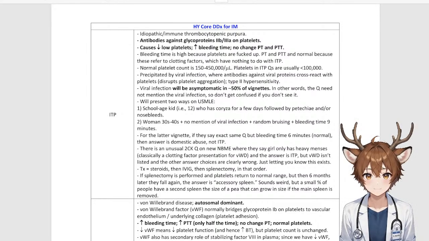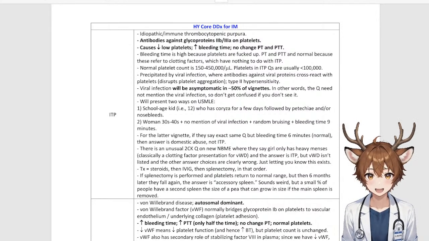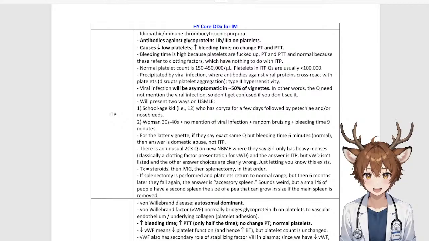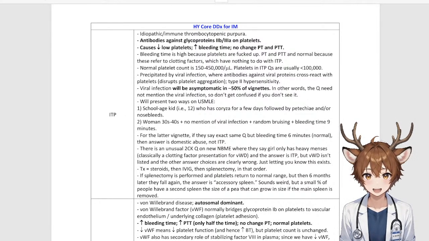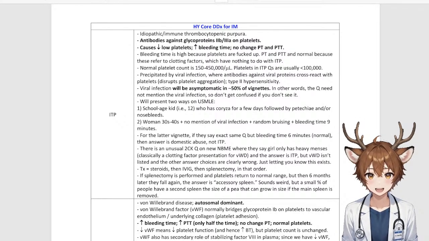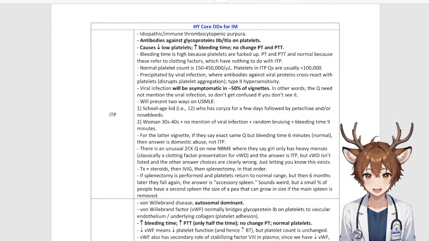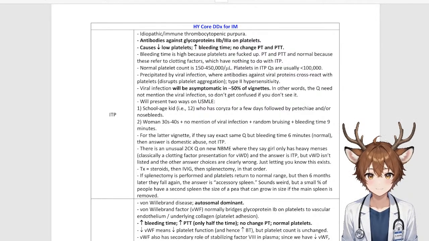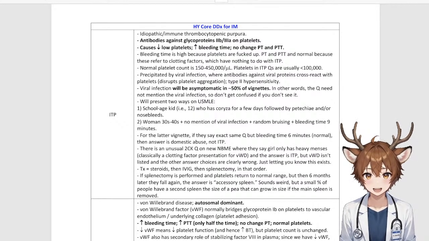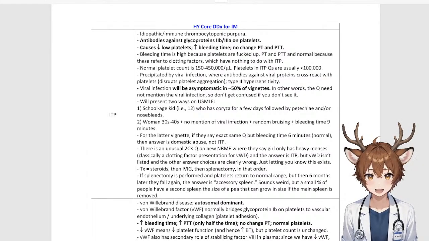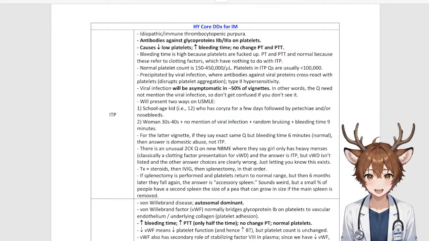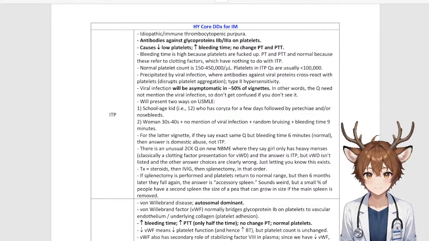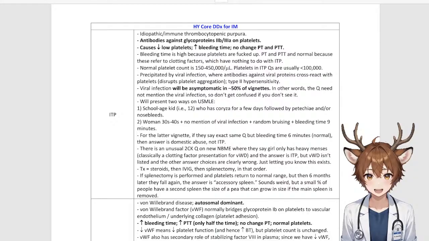Let's continue. High-yield core differential diagnosis for internal medicine. So we have ITP, which is idiopathic/immune thrombocytopenic purpura. Antibodies against glycoproteins 2b and 3a on platelets cause a decrease in platelets, an elevation in bleeding time, and no changes in PT and PTT. Bleeding time is high because the platelets are messed up. PT and PTT are normal because these refer to clotting factors, which have nothing to do with ITP. Normal platelet count is 150 to 450,000 per microliter.